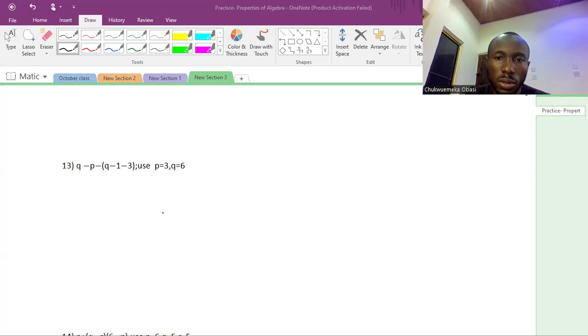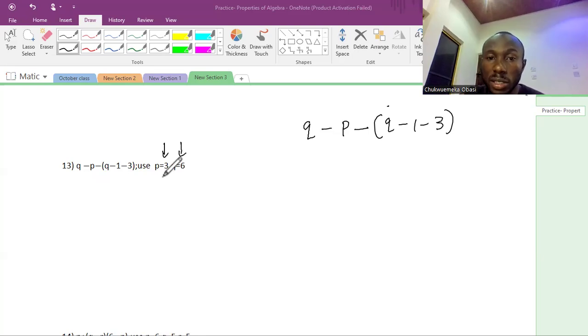So while you're done, let's go to work. So here we have Q minus P minus (Q minus 1) minus 3. And now we want to replace these unknown variables with the values given to them, which is 3 and 6. In this case, P is 3 and Q is 6. So let us just replace them and simplify.